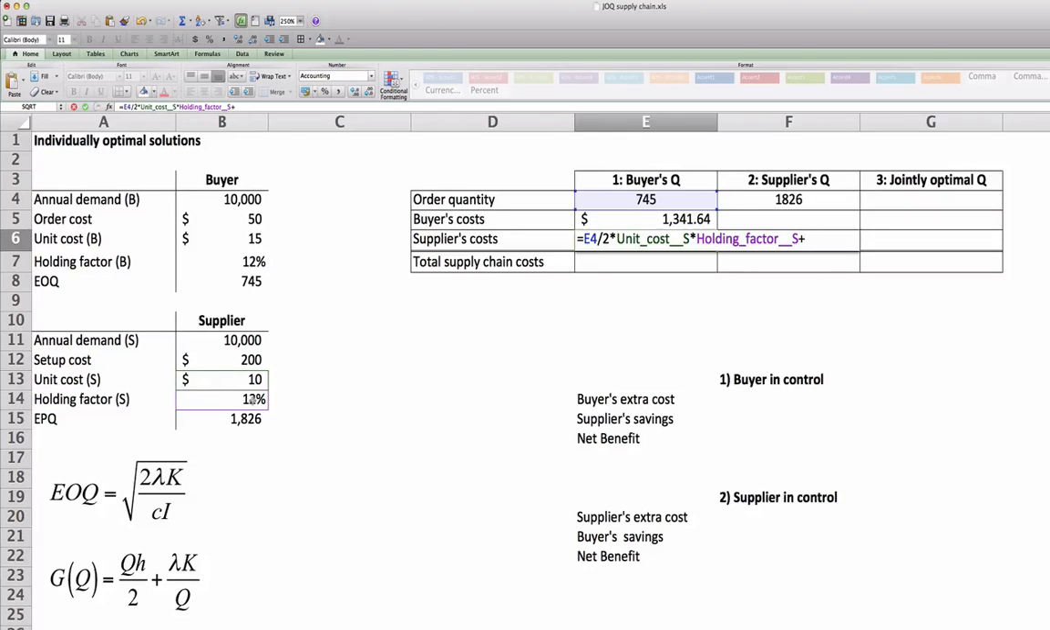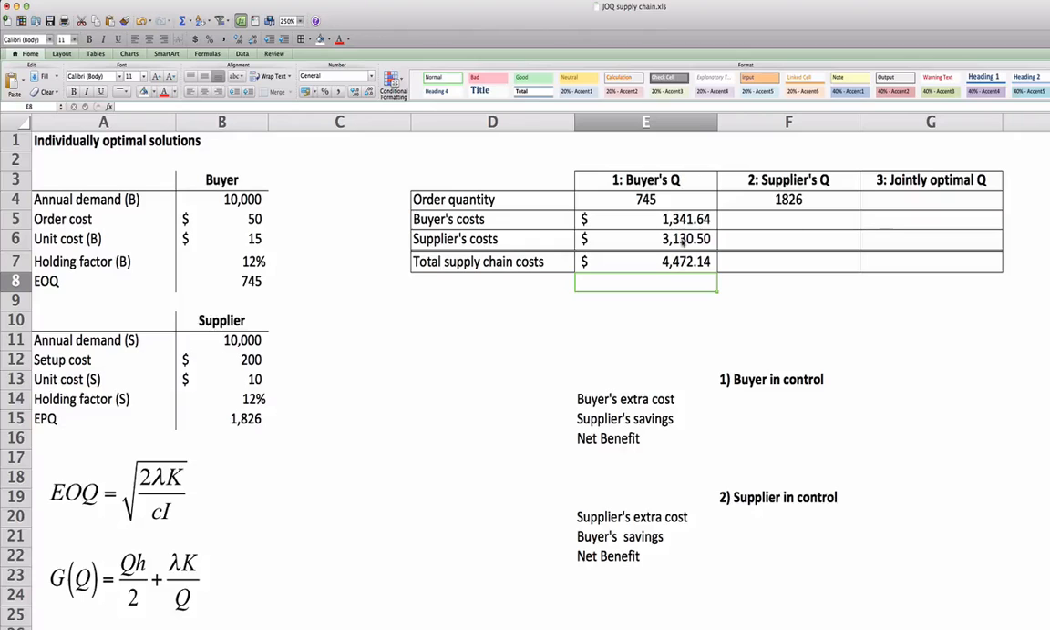Add to that the annual production setup costs, meaning annual demand divided by this production quantity multiplied with the cost of a production setup. So that would give us roughly $3,130 for supplier's cost. So the sum of those two would represent the total supply chain cost, which in this case would be approximately $4,472.